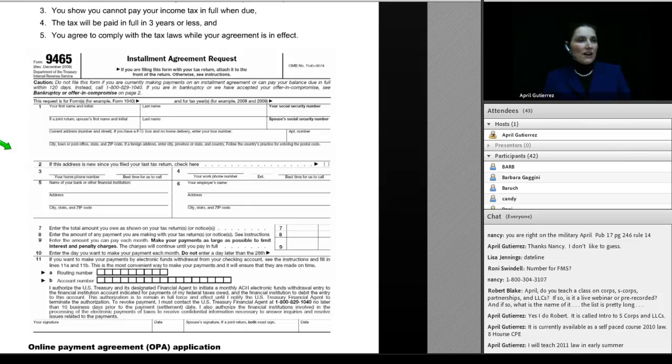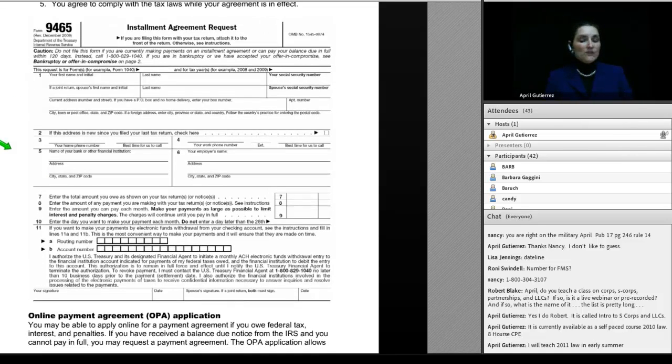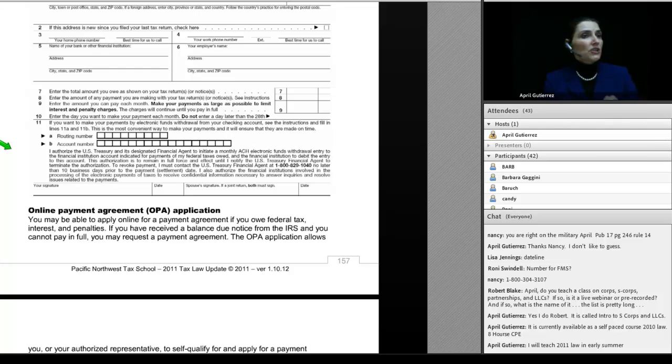The other option that's frequently talked about and advertised on the news in commercials is offers in compromise. Those are not easy to get. They have very specific criteria. Most people do not and never will qualify for an offer in compromise. So for those people who really have no prayer, bankruptcy is sometimes the only option.